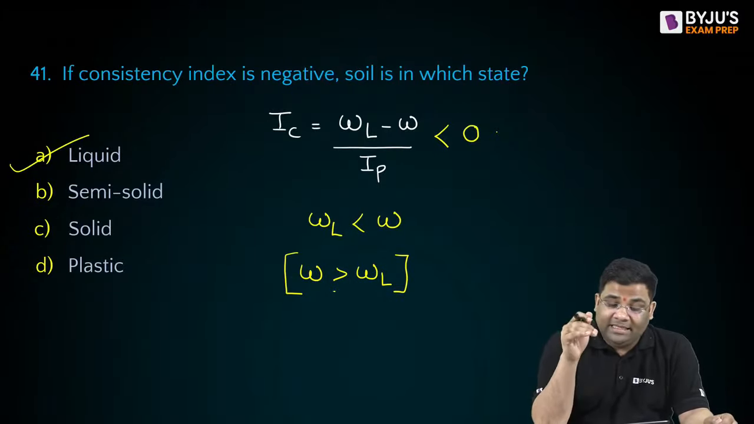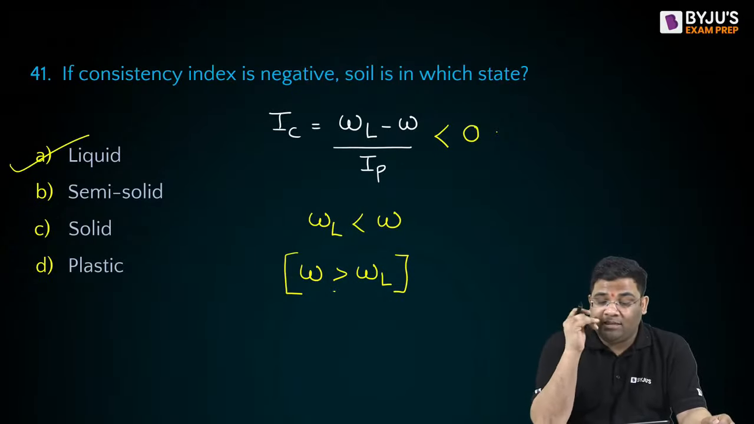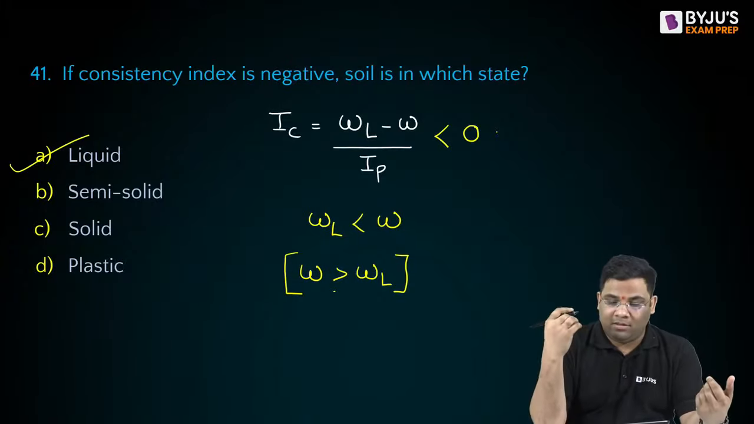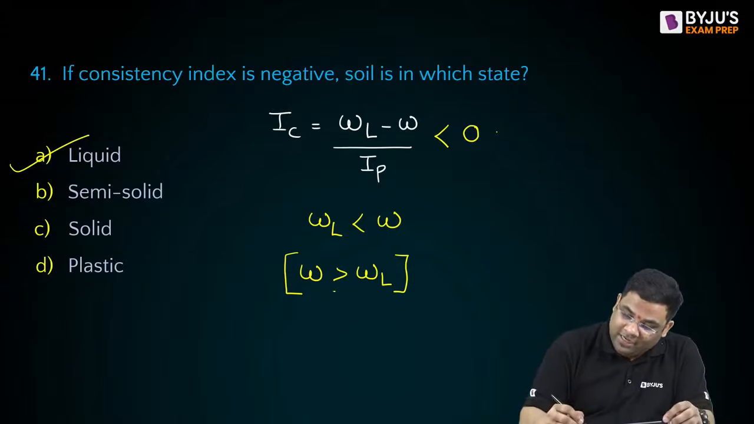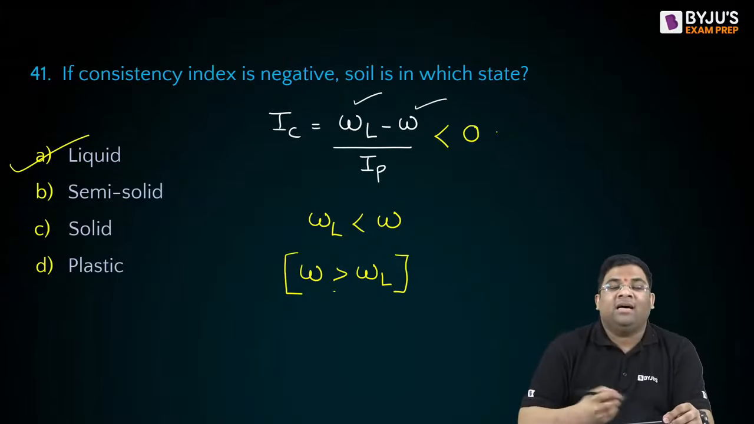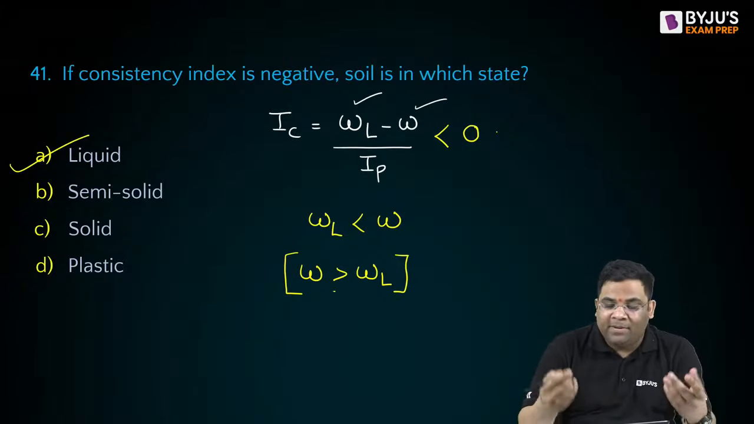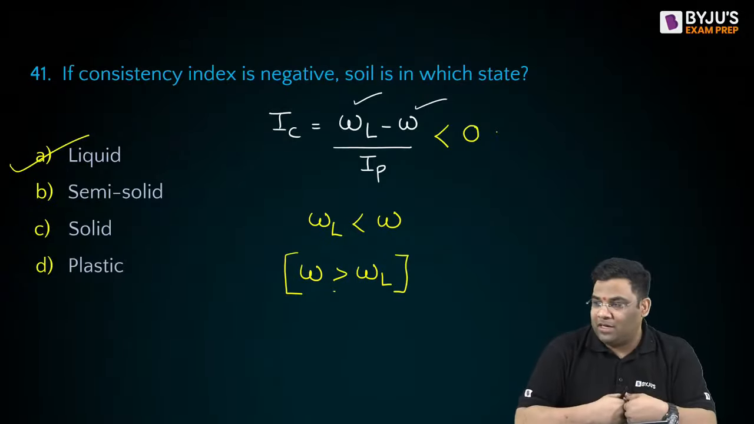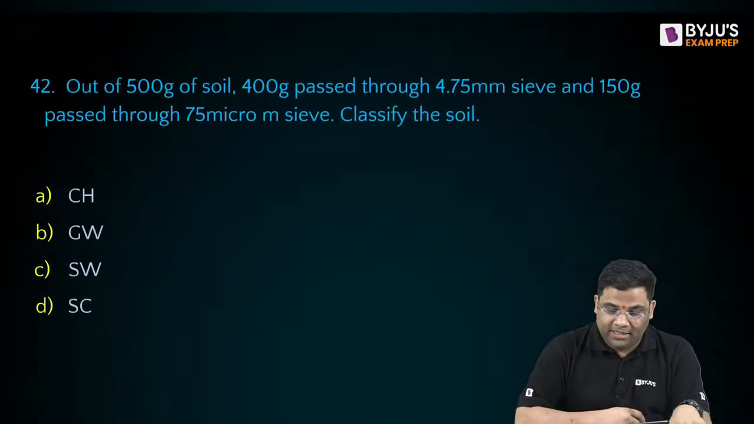Yes, consistency index will come negative when the soil is in what? Your liquid state. Why? The same formula. Consistency index is what? Liquid limit minus the water content divided by IP. Less than 0 means what? Liquid limit is less than that, or I can say natural water content is more than the liquid limit. Understood? Very good. Next question.